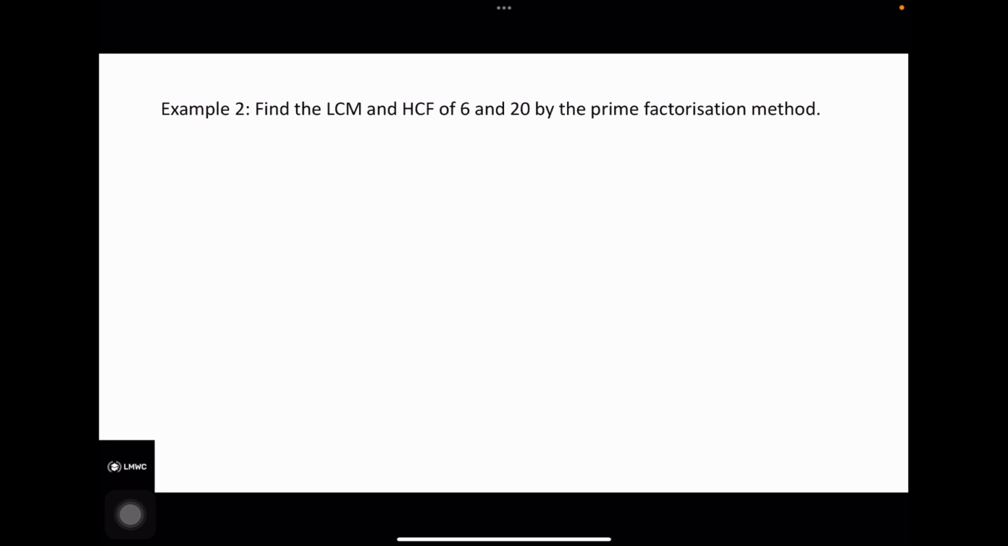Okay, so second example, we have: find the LCM and HCF of 6 and 20 by the prime factorization method. For the prime factorization method, I need a vertical line and a horizontal line, and put the numbers in here. So 6 and 20. We need to find a common factor of 6 and 20, and that is 2. So 2 times 3 is 6, 2 times 10 is 20. Since I cannot find a common factor of 3 and 10, my HCF is the number 2 itself.